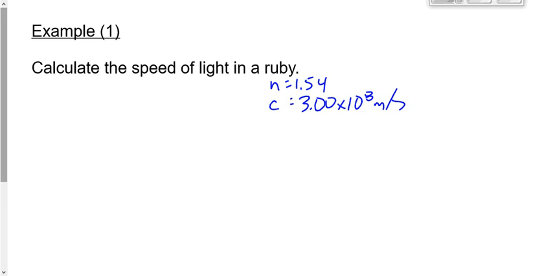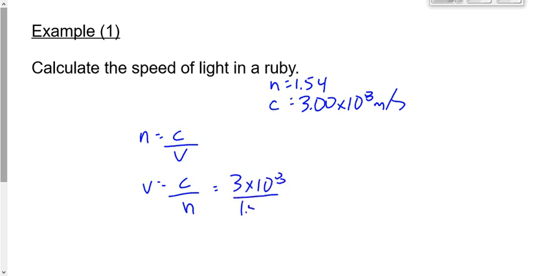Remember that one equation that's not on our data sheet? The one that we looked at yesterday, n is equal to c over v? Want to find v, let's just rearrange it and say it's c over n. c is 3 times 10 to the 8, and n is 1.54. Before we calculate that, would you expect v to be bigger or smaller than 3 times 10 to the 8? Got to be smaller, right? You can't have a speed bigger than 3 times 10 to the 8. When we do this, it works out to be 1.95 times 10 to the 8 meters per second.